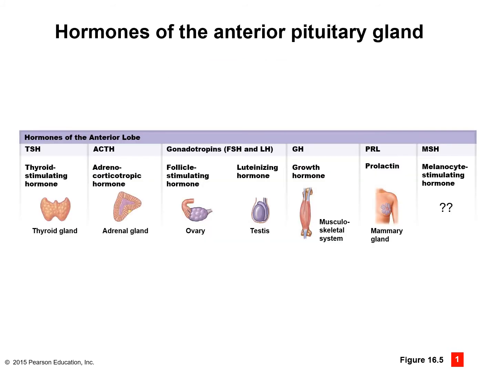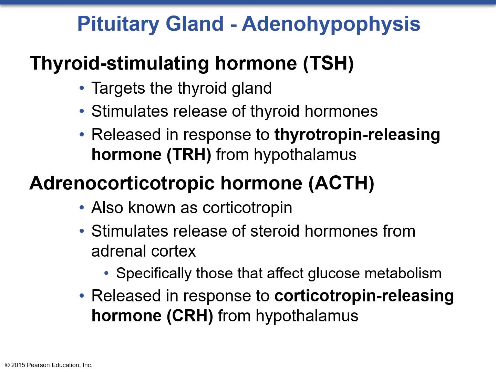The hormones of the anterior pituitary gland are thyroid stimulating hormone, adrenocorticotropic hormone, follicle stimulating hormone, luteinizing hormone, growth hormone, prolactin, and then melanocyte stimulating hormone. We're now going to go through each one of the hormones that are released from the adenohypophysis, including its function and what triggers its release.